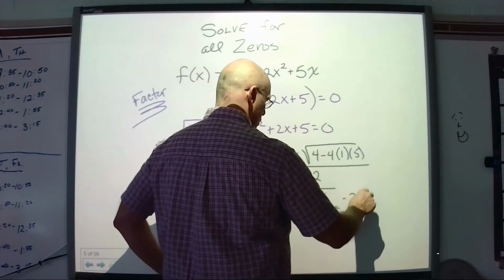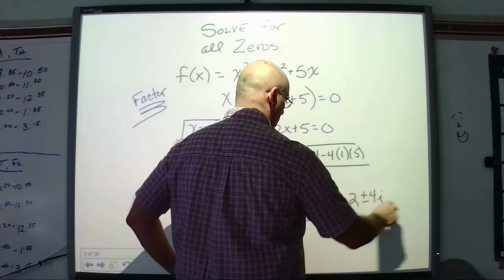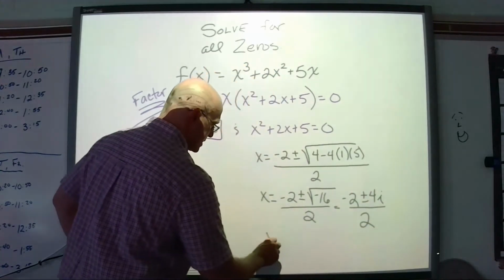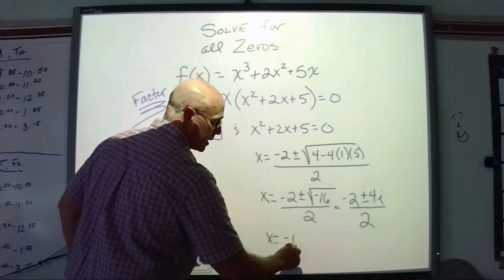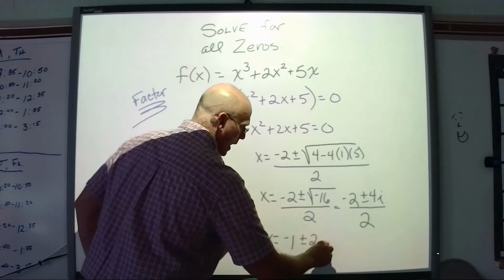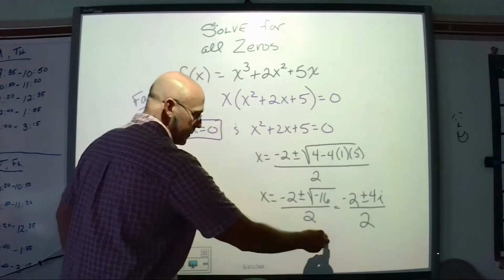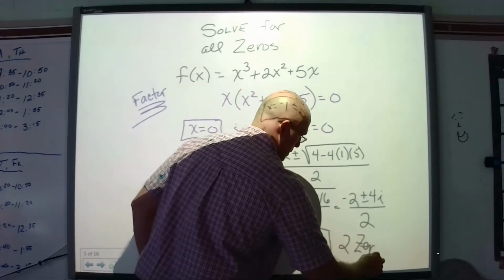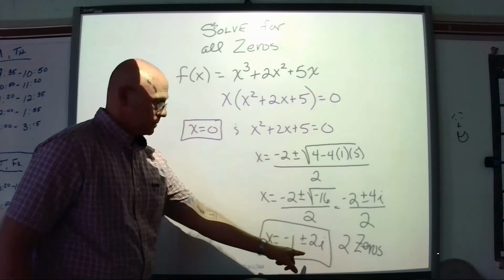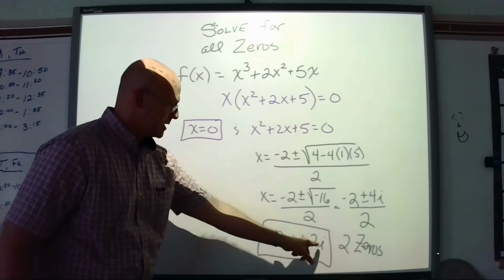That's negative 2 plus or minus 4i all over 2, which means x equals what? Negative 1 plus or minus 2i. Now that's how many zeros? That's 2 zeros. They're imaginary. Negative 1 plus 2i, negative 1 minus 2i.